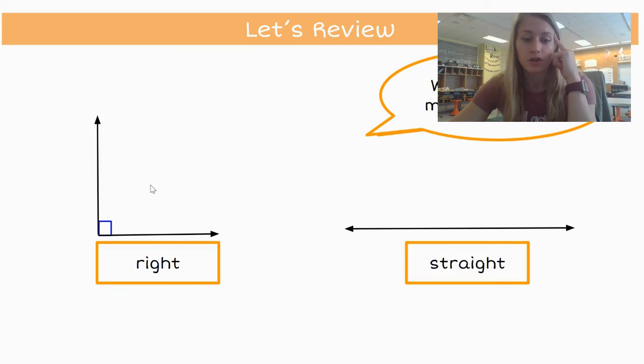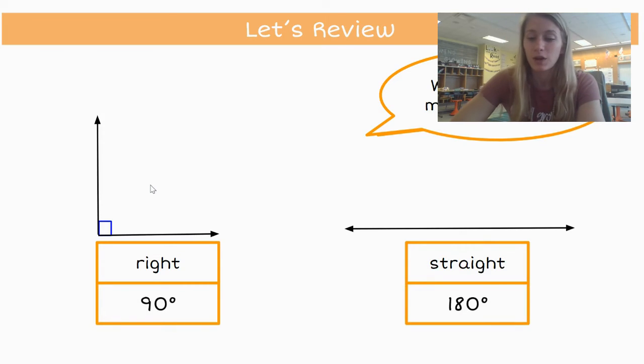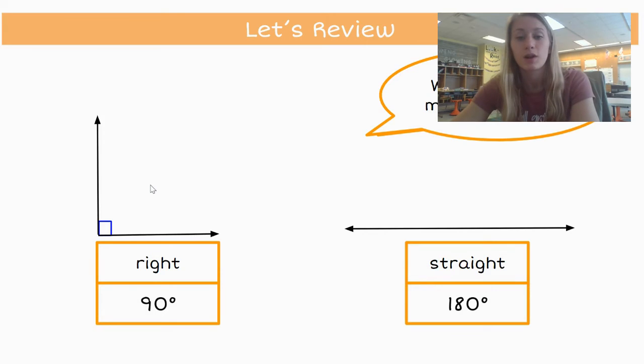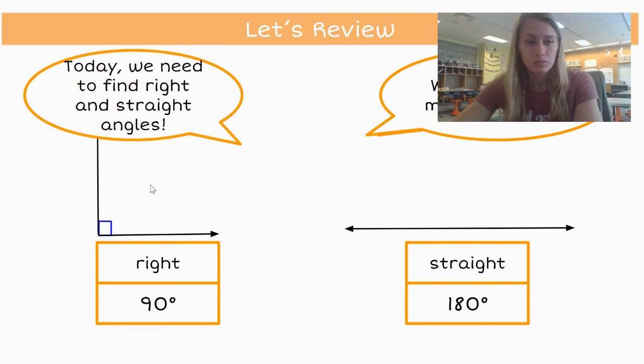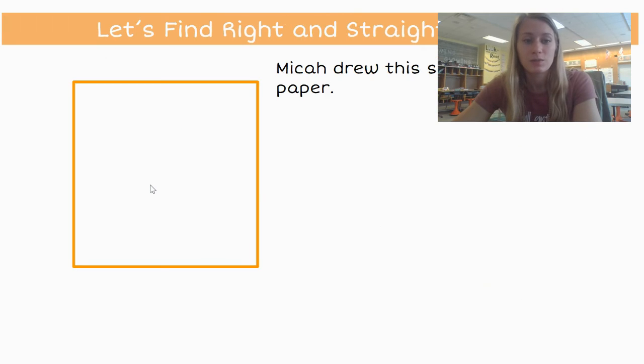Let's see if we can remember the measurements. A right angle is 90 degrees. Nice job if you got that right. And a straight angle is 180. Today we're going to be needing these to find right and straight angles. Let's find right and straight angles.